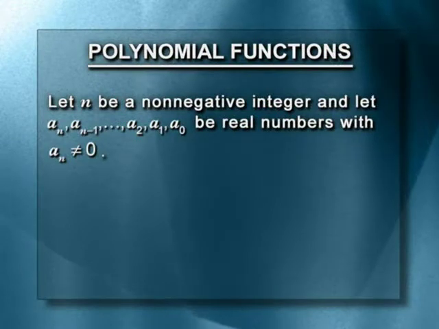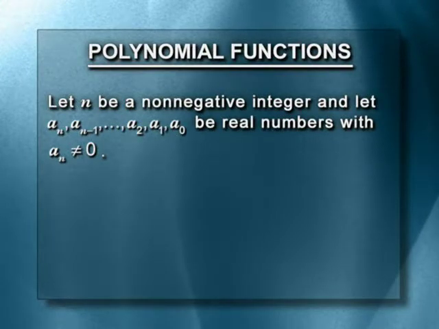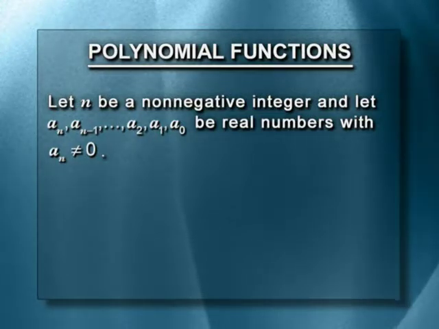Here's the formal definition, and like a lot of mathematical definitions, this looks pretty complicated, but let me go through it for you. So let n be a non-negative integer, and consider a sequence of numbers, a sub n minus 1, down to a sub 2, a sub 1, and a sub 0. These are the coefficients of the polynomial. And let's assume that a sub n is not 0.